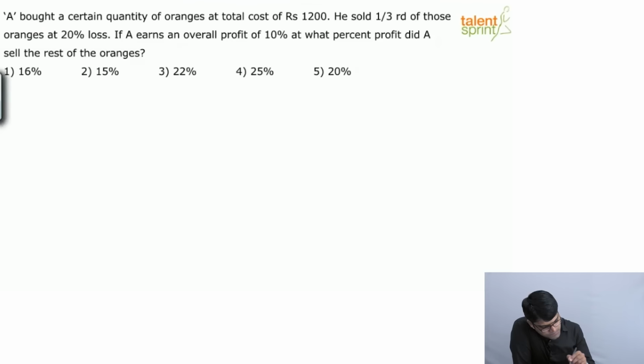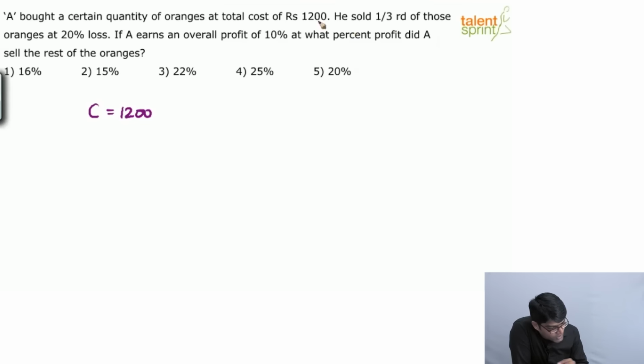So what happens here? A bought a certain quantity of oranges at a total cost of 1200. Now understand, the total cost price is equal to 1200. Again, you don't have to write this on paper. I am explaining the question, so I am writing it. Don't put pen on paper for everything.